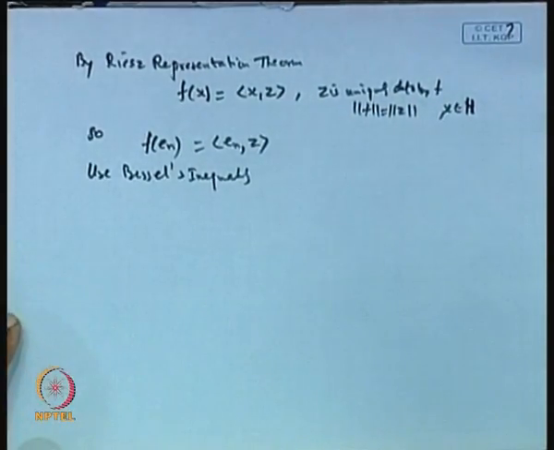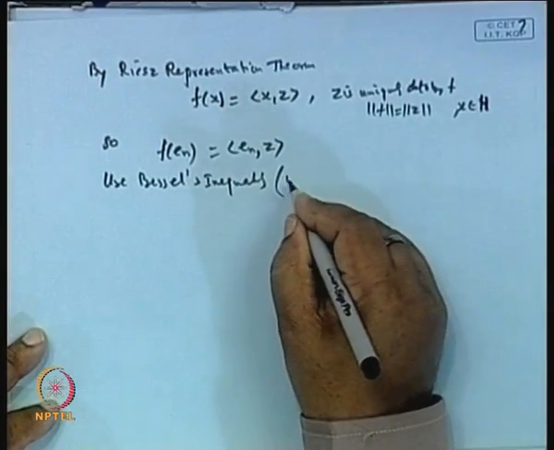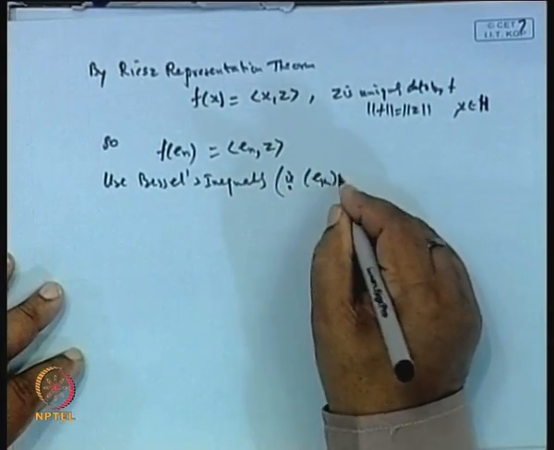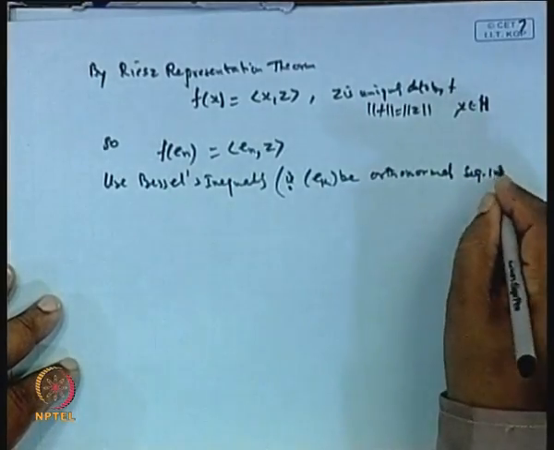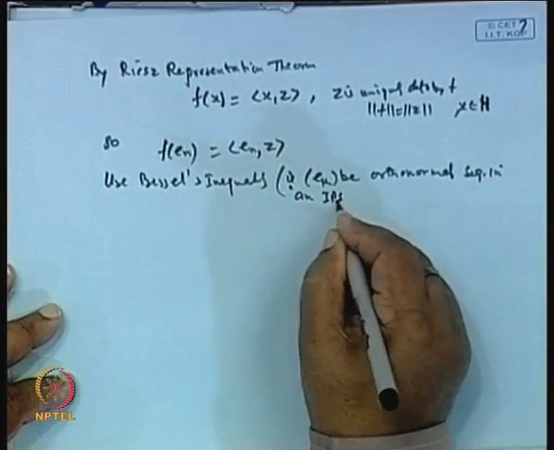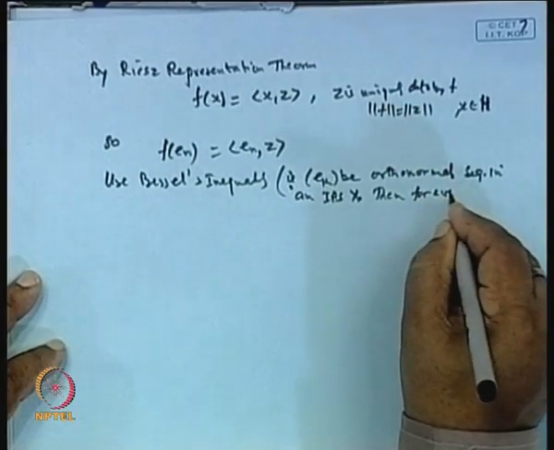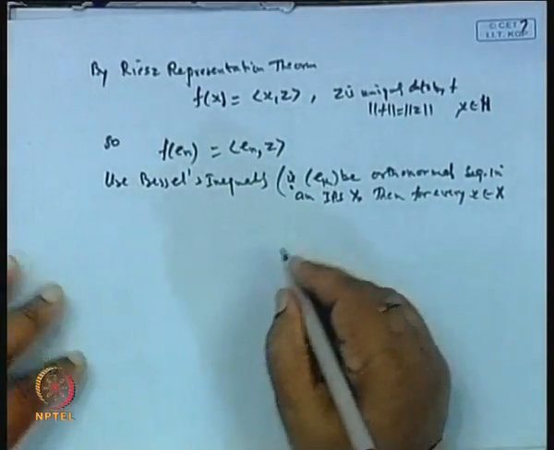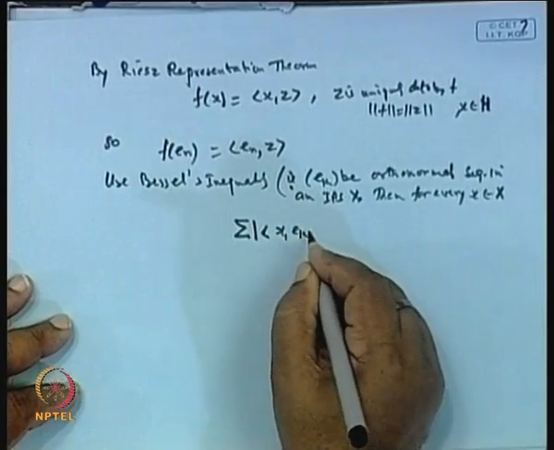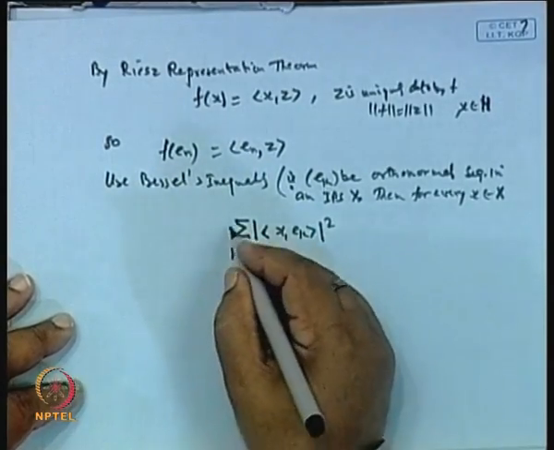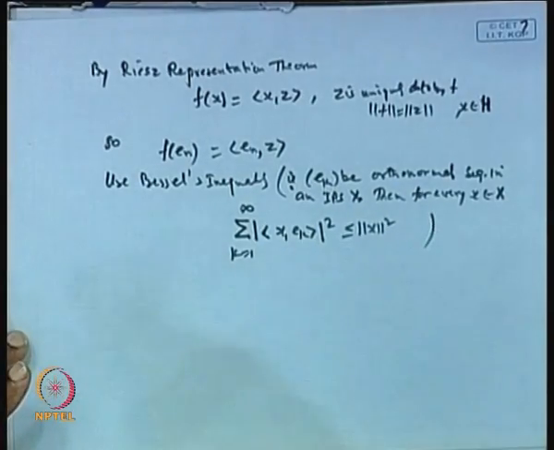Let e_k be an orthonormal sequence in an inner product space X. Then for every x belonging to X, the sum over k equal to 1 to infinity of the modulus of the inner product of x and e_k, whole square, is bounded by the norm of x square. This is what Bessel's inequality says.